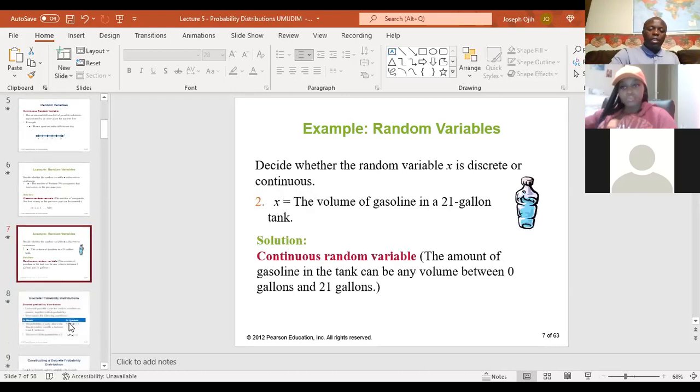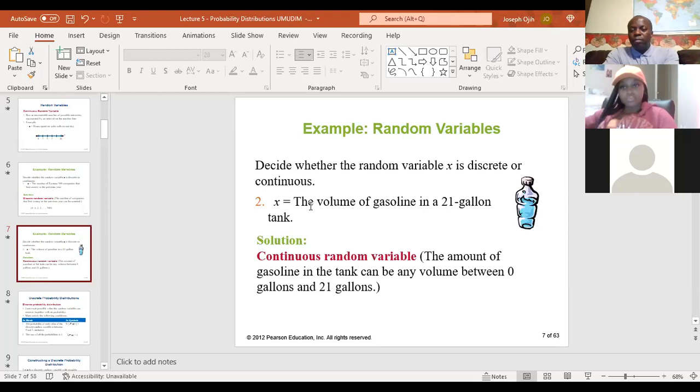Now, if it is continuous, like this one, decide whether the random variable is discrete or continuous. Where X represents the volume of gas in a 21-gallon tank. This one is continuous because you can measure them. You cannot count the volume of gas, but you can measure them.